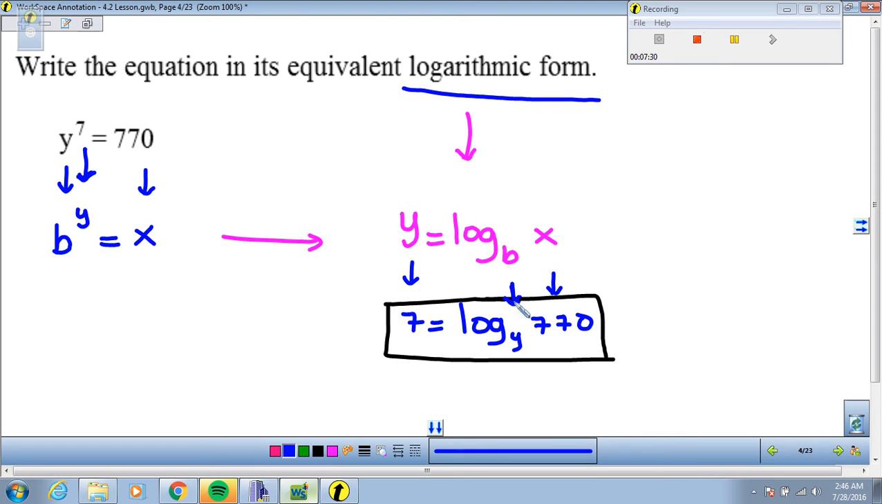That's what you do. When you're writing an equation from logarithmic form to exponential, or backwards from exponential to logarithmic, the answer is not a number. It's still an equation, an expression. That's just what it is. All you're doing is rewriting something in a different way. Okay.